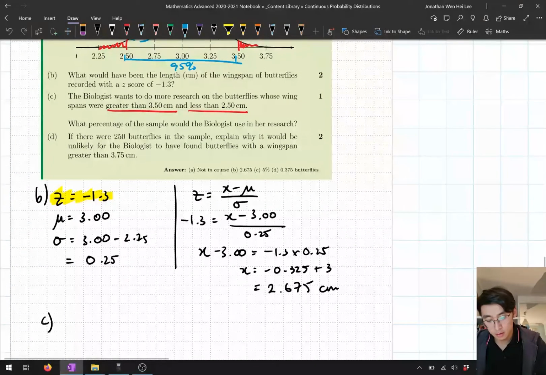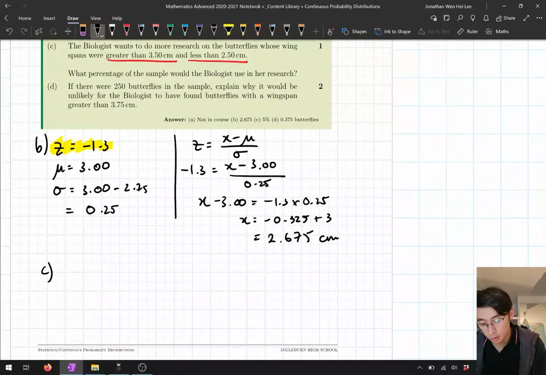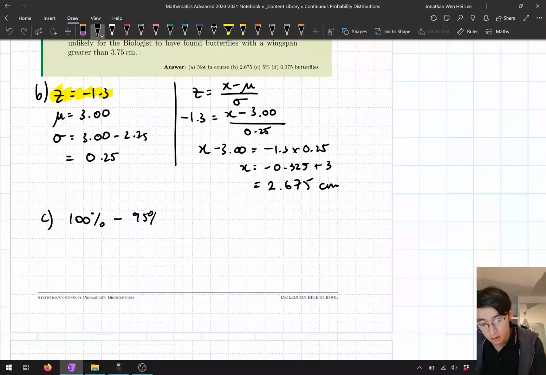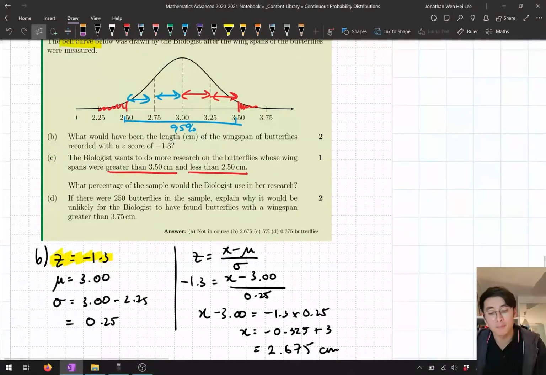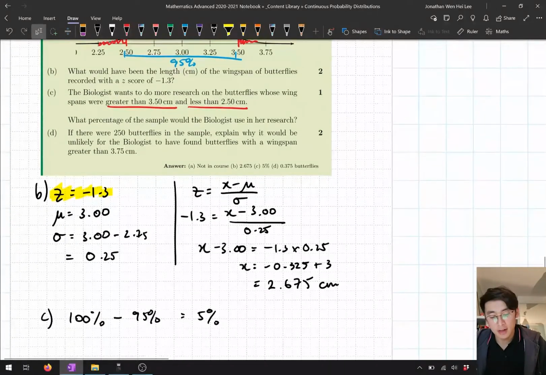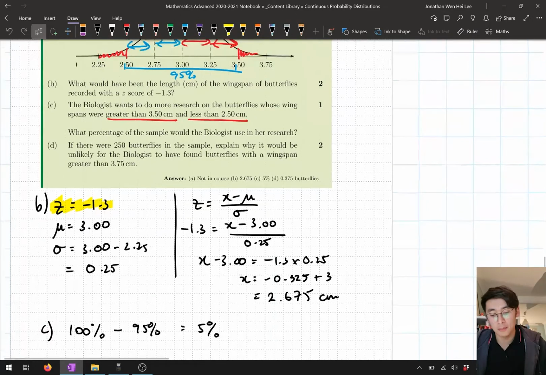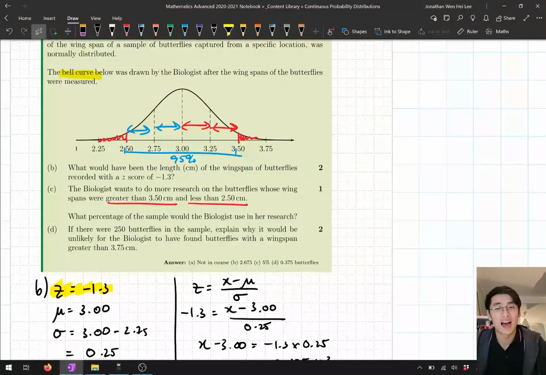So 68, 95, 99.7. So if that's 95%, what is the area of that highlighted part going to be? Well, here, this percentage is going to be equal to 100% because the total area is 100 minus that 95%. So here, minus 95%. So here, that shaded part, so above 3.5 and below 2.5, that is just going to be 5% of the scores. Okay, so that's the second part. Here we had to just use our values that we had from last lesson again.